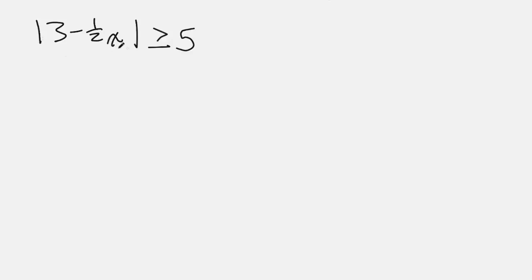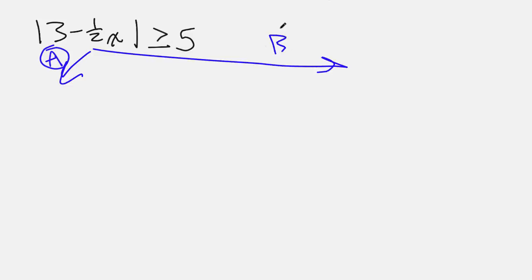So we have only the absolute value bars on the left-hand side. So we're going to go ahead and do the split up, A and B. Remember, the B side is going to be as is. Just drop the absolute value bars. So 3 minus 1/2 x greater than or equal to 5.